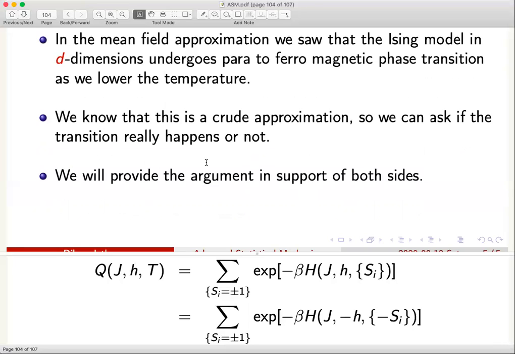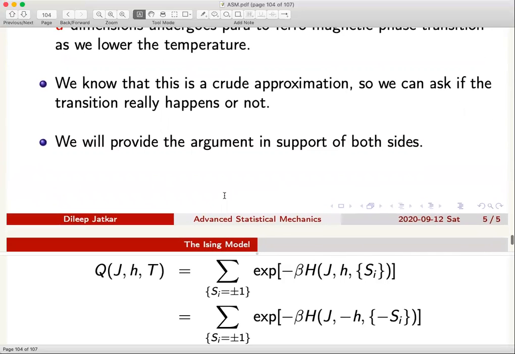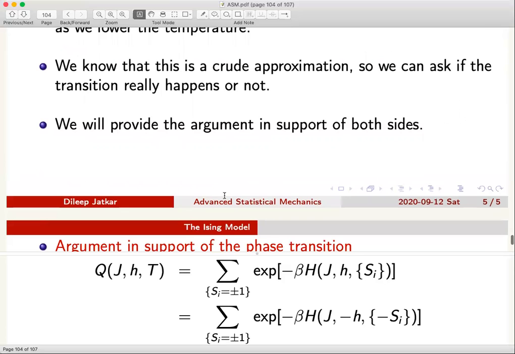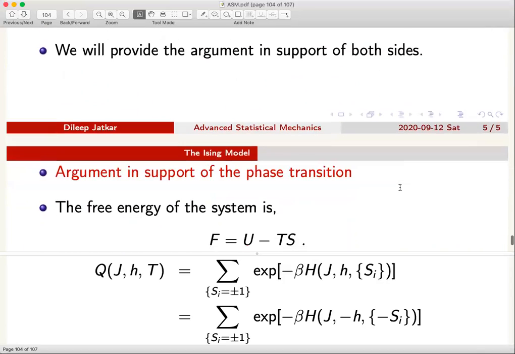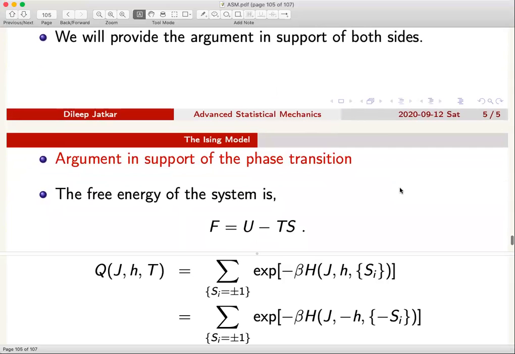Now what I plan to do is to give you arguments in support of both sides. In other words, I'll first argue that there is actually a phase transition, and then I'll argue that actually there cannot be any phase transition. We will see both arguments, and then we'll try to argue why the phase transition actually happens. Today's class most likely is going to be short because I'll give you only one part of the argument, namely the argument in support of the phase transition.